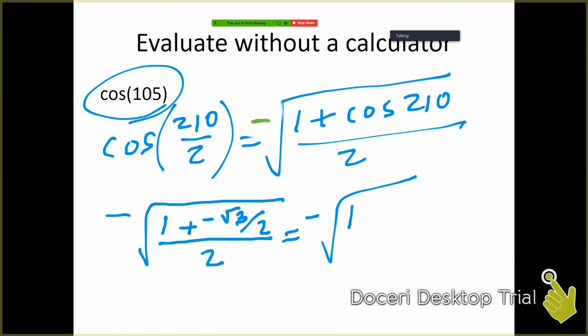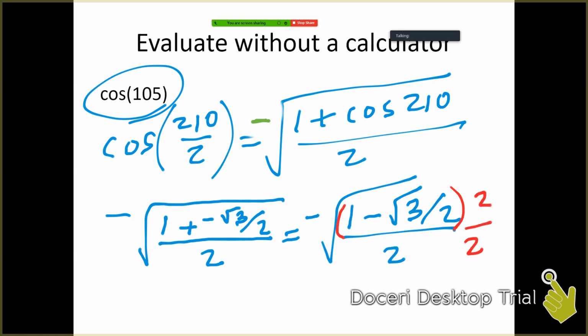So 1 minus radical 3 over 2 over 2. So we have some sort of complex fraction here. To get rid of that, we could multiply this by a form of 1. It's really like root 2 over root 2 because we're doing it under the radical. So inside the radical, we're going to multiply the numerator and denominator by 2. So we get negative the square root of 2 minus root 3 over 4.